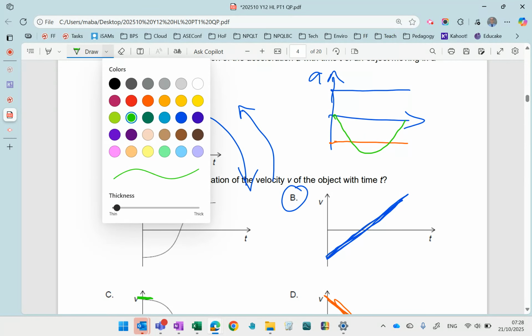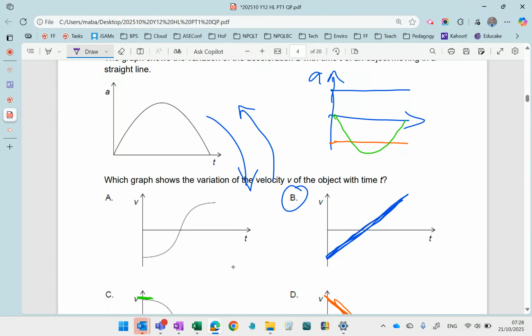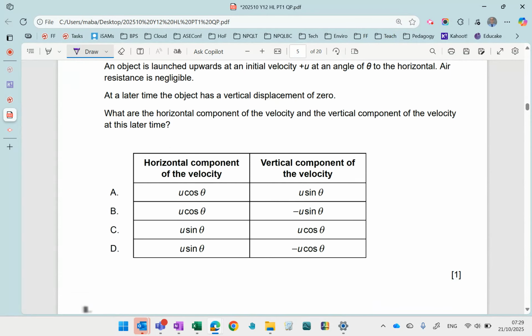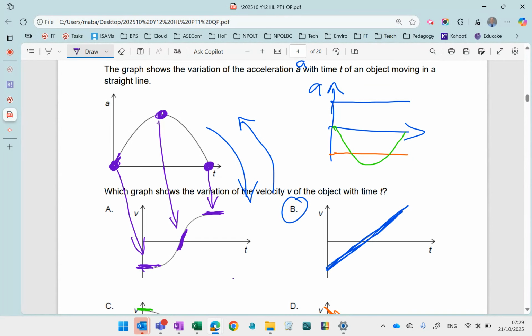So you can see I've saved the best till last. If we're doing this one, then this graph has 0 gradient, then positive gradient, then 0 gradient. So it starts off with a 0 value for acceleration, then we end up with a positive and maximum value for acceleration, then we end up with 0 value for acceleration. We're just linking it to the gradient of this graph here. Quite challenging on that one. So the correct answer was A.